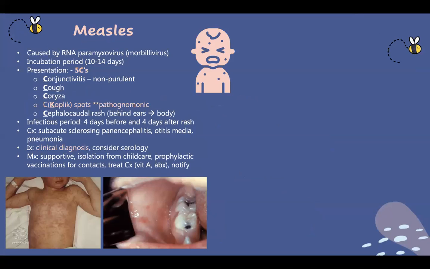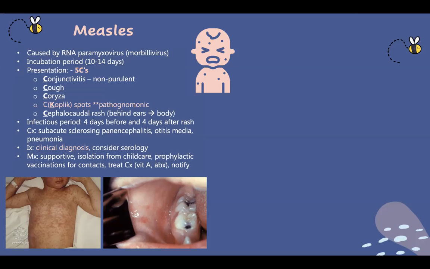All right. So measles, caused by morbillivirus. They like to test you on measles. So incubation period is 10 to 14 days. And it typically presents with 5 Cs. So you have your conjunctivitis, which is non-purulent, cough, coryza, and your pathognomonic Koplik spots, which are these blue-red lesions usually next to your molars within your buccal mucosa. So if you're going to remember anything, just remember that Koplik spot, measles.